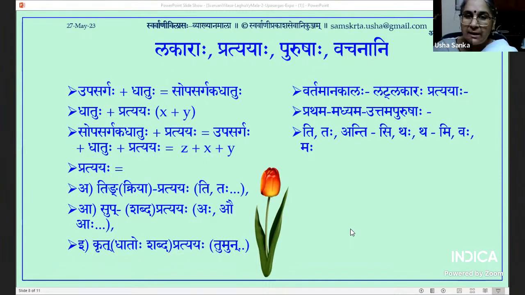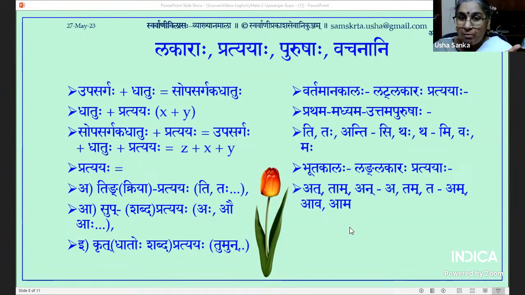Immediately your mind will say, oh, there is a Vartamana Kala for this. There must be a past tense also. There must be a Bhuta Kala. Is it there? Yes. Somebody can do Gachati, then somebody can do Agachat also. So, what's the output? Bhuta Kala: Agachat, Agachatam, Agachan. So there are all these forms.